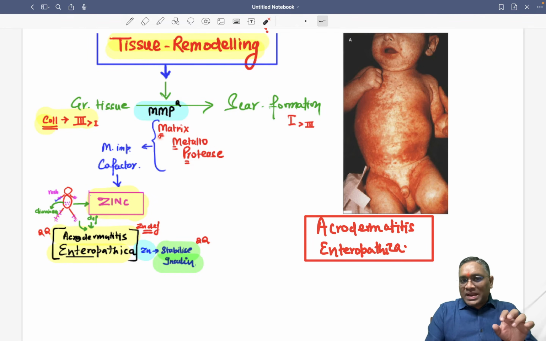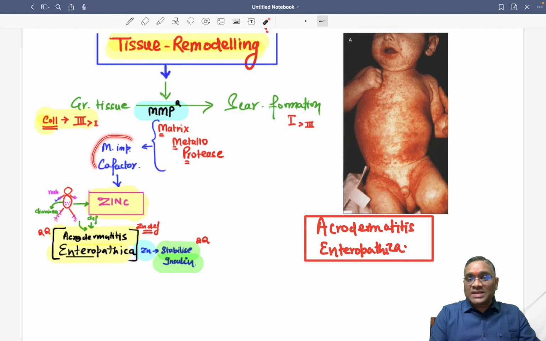As you can see, the name itself is telling: matrix metalloprotease. The protease will digest the matrix protein, which is collagen here, and in this process one metal is a very important cofactor. So what is the metal that is the most important cofactor for this enzyme? That metal is zinc. So what will zinc do? Zinc will help in stabilization of this matrix metalloprotease.